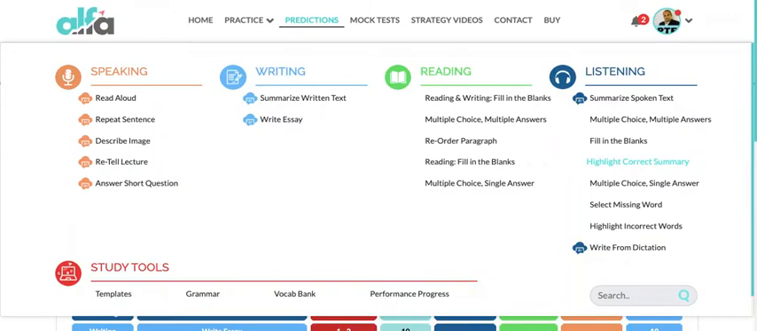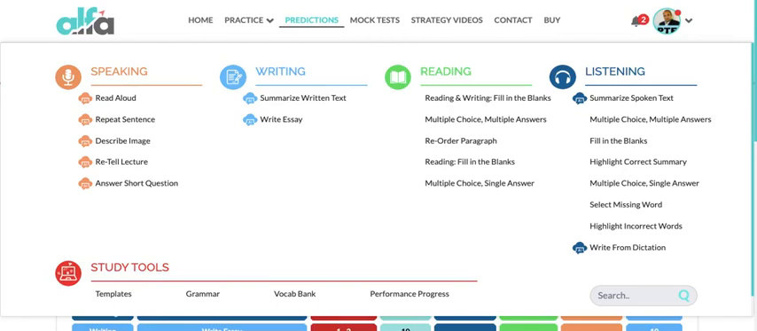Select missing word means the last sentence is left incomplete, and you will have to find the word that best fits in that place. So that last word will be censored. So you'll hear kind of a beep sound. A beep sound comes, and in the place where that sound comes, what's the missing word? Your job is to identify that missing word. Okay, so that's the next question.